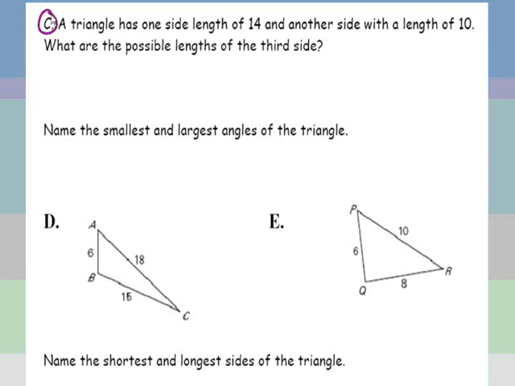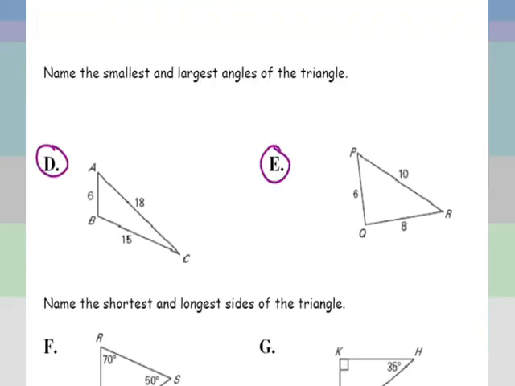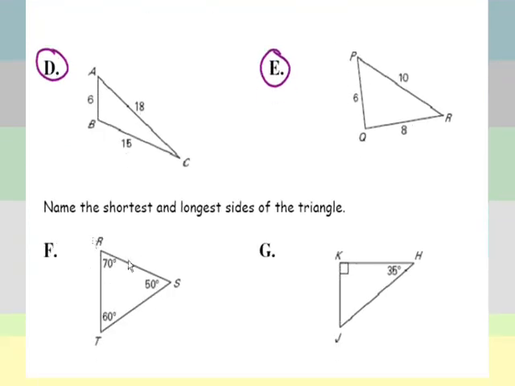Some more examples. I would like you to tell me what the answer to this is in the notes check. This is going to use the triangle inequality theorem, so go back and look at that. And then I need you to tell me also in the notes check what the smallest angle and the largest angle are going to be for each of these two triangles. And then again, I want to know what the shortest and longest sides are for these two triangles right here, all in the notes check.